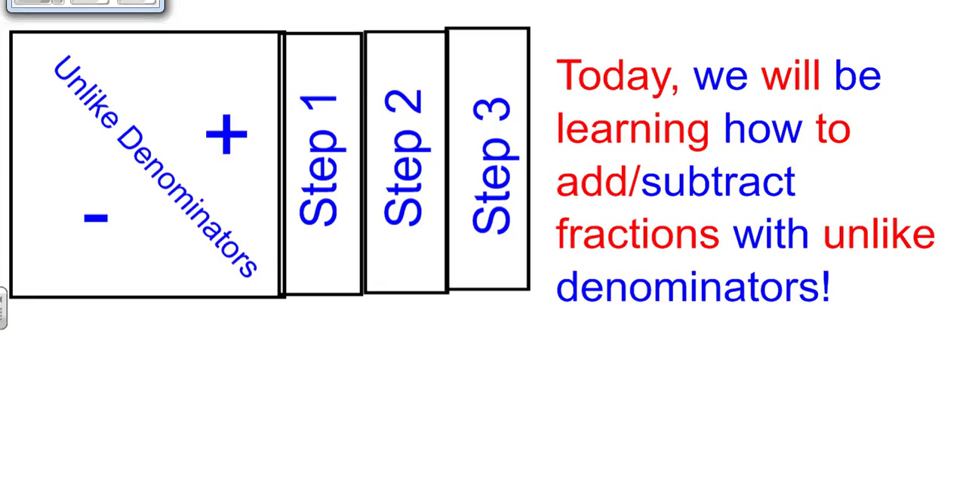Hey, ladies and gentlemen. Today, we're going to have a look at using 3 easy steps to learn how to add or subtract fractions with unlike denominators. So, let's check it out.